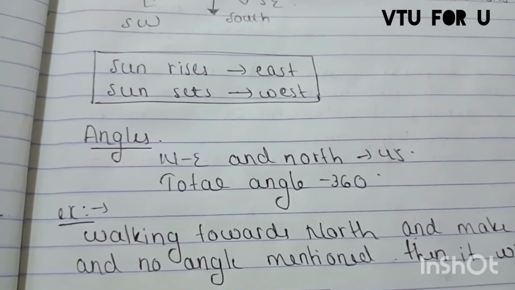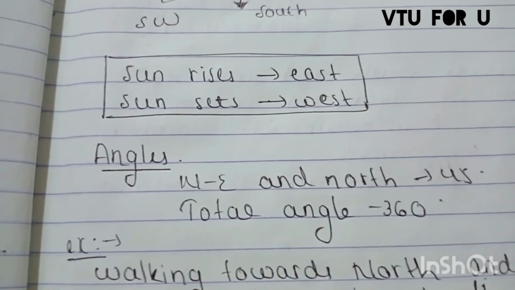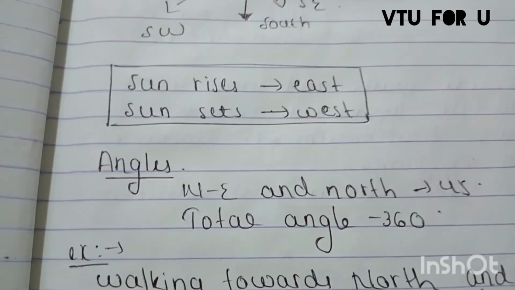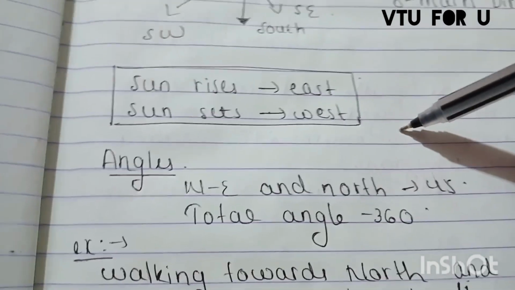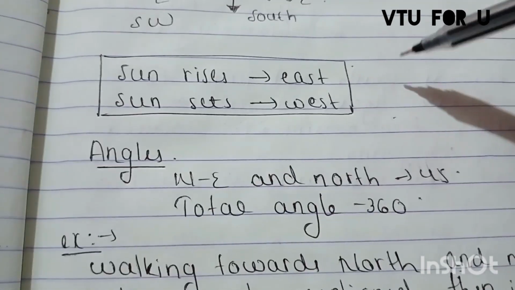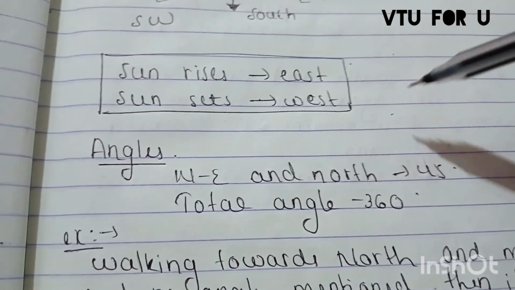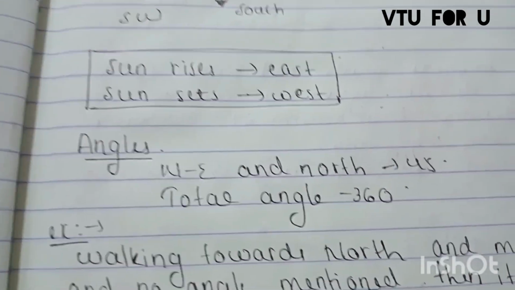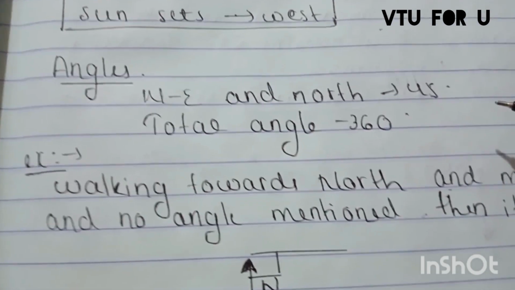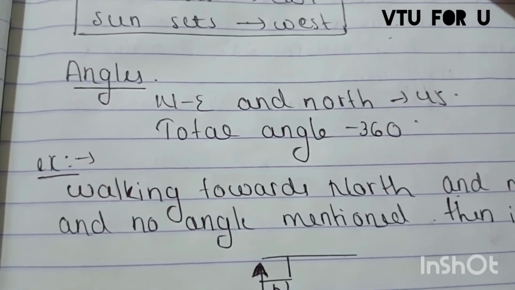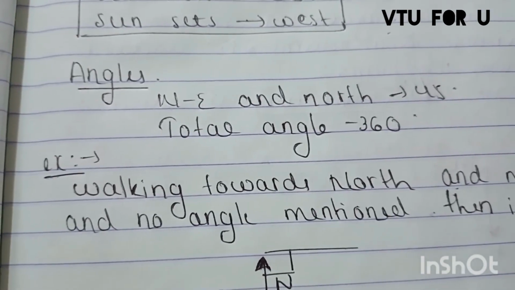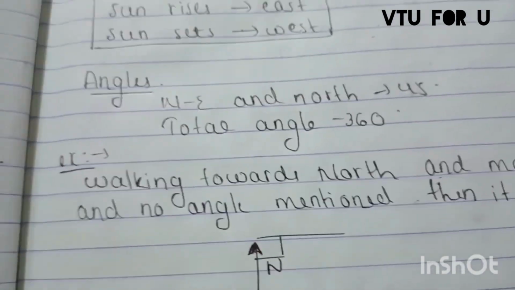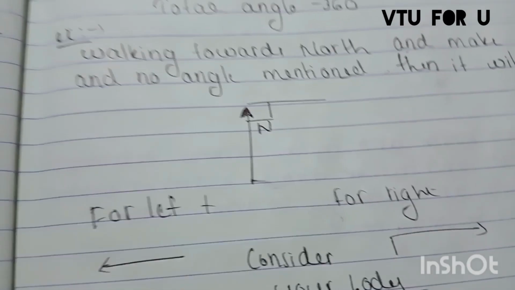Here we should know the most important thing, that is the sun rises in the east and sunset happens in the west. Please remember, the sun rises in the east and the sun sets in the west. Angles, as I said earlier, northeast and north will be 45 degrees. Similarly, consider all of them, and the total angle is 360 degrees. Okay, let us understand one more thing.